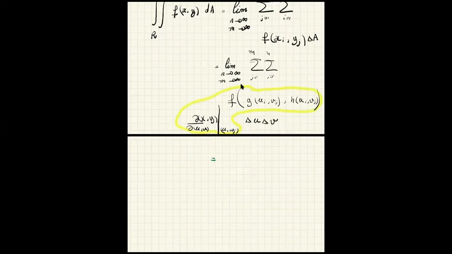This is exactly the same thing as the integral over the region S, because now I have delta U, delta V, right? And what is the function that I'm integrating? Now it's another function, which is f of g(u,v), h(u,v) times this function here, which is the Jacobian.